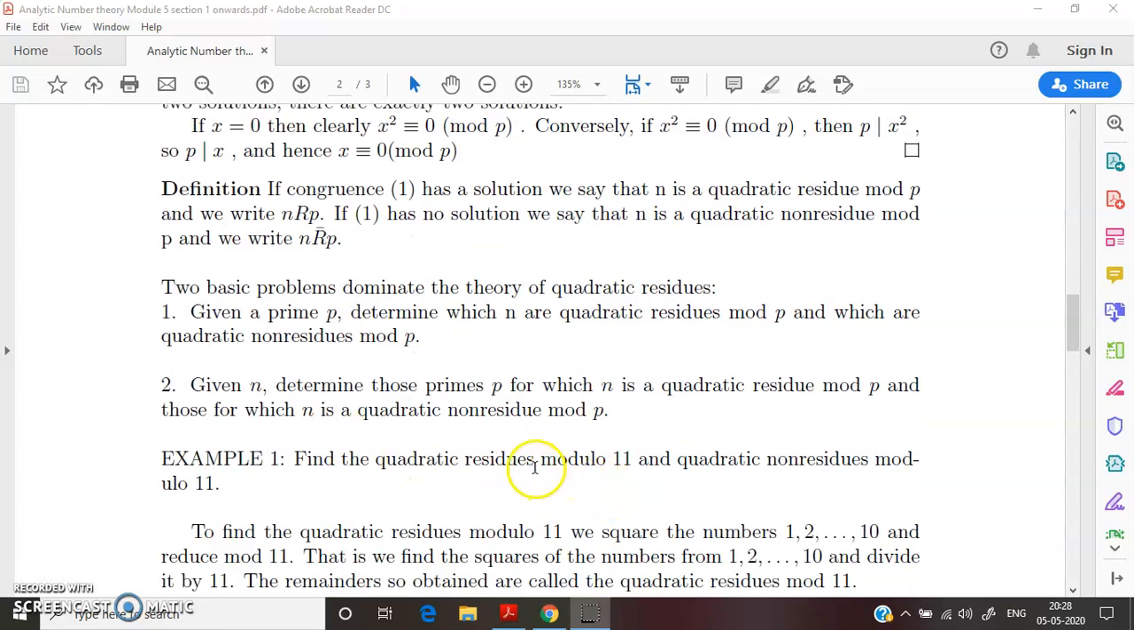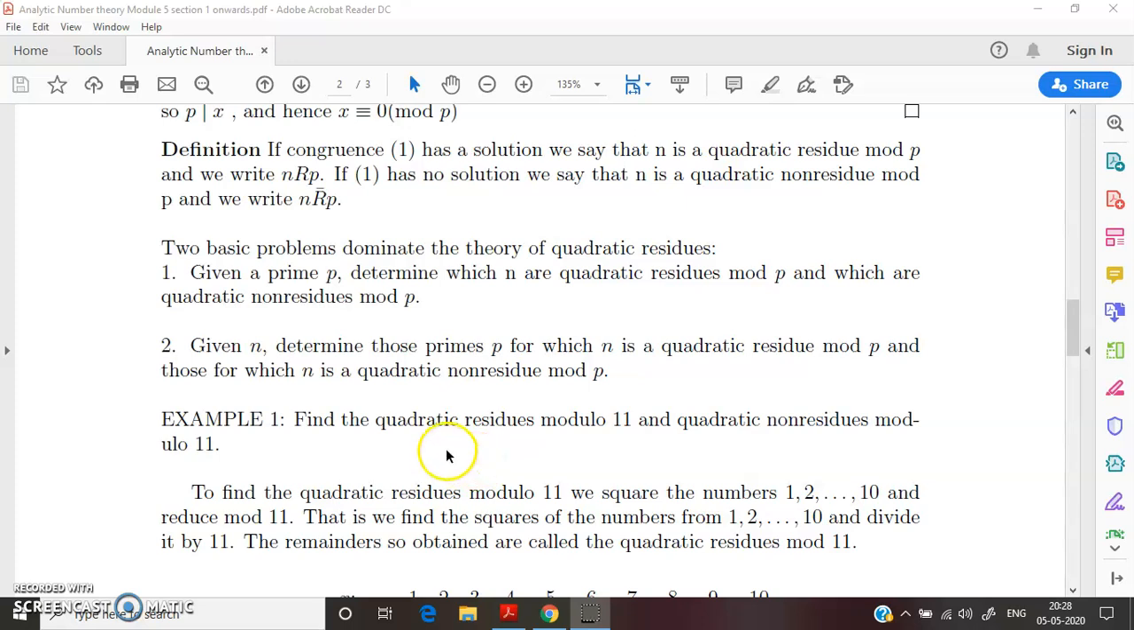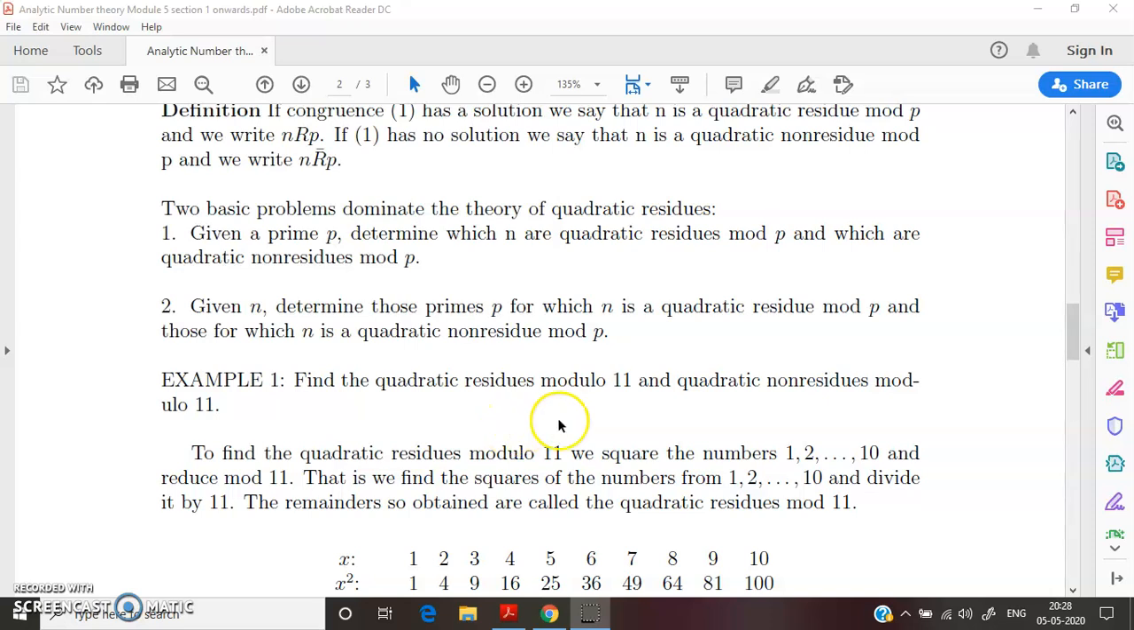So let us see an example of how to find the quadratic residues mod a prime number. So if p is a prime number, how to find the n's. Let us look into this question.